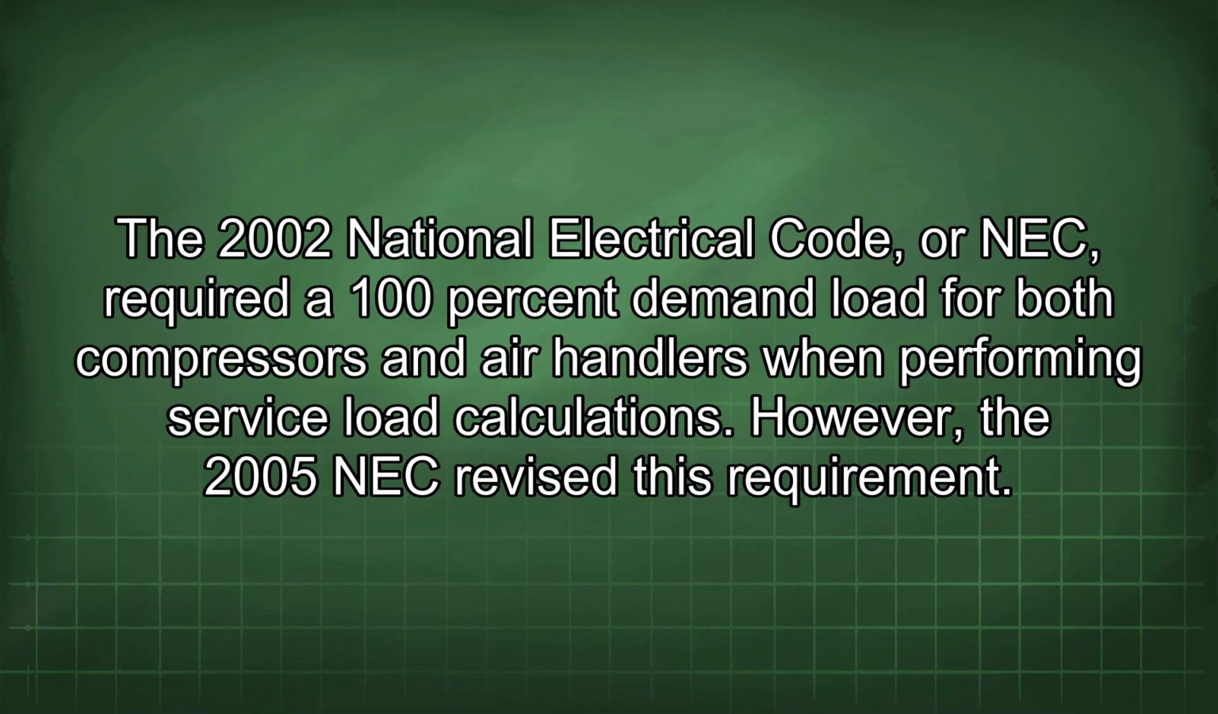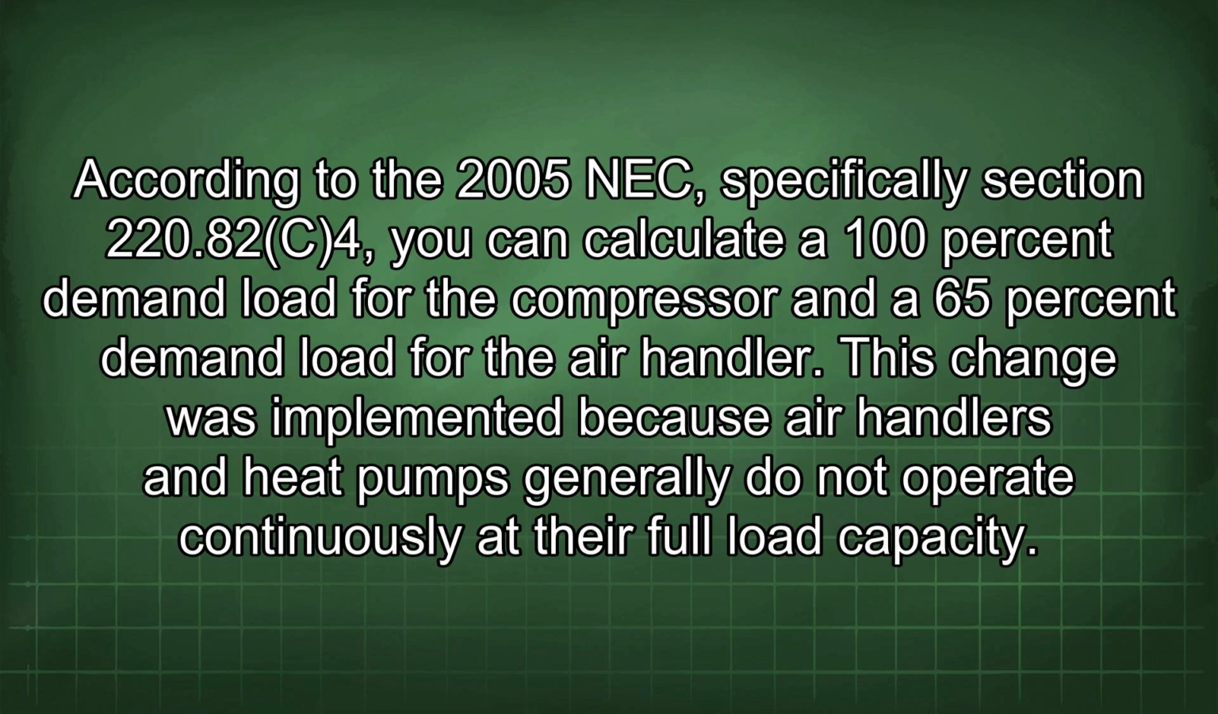The 2002 National Electrical Code, or NEC, required a 100% demand load for both compressors and air handlers when performing service load calculations. However, the 2005 NEC revised this requirement. According to the 2005 NEC, specifically Section 220.82(C)(4), you can calculate a 100% demand load for the compressor and a 65% demand load for the air handler. This change was implemented because air handlers and heat pumps generally do not operate continuously at their full load capacity.